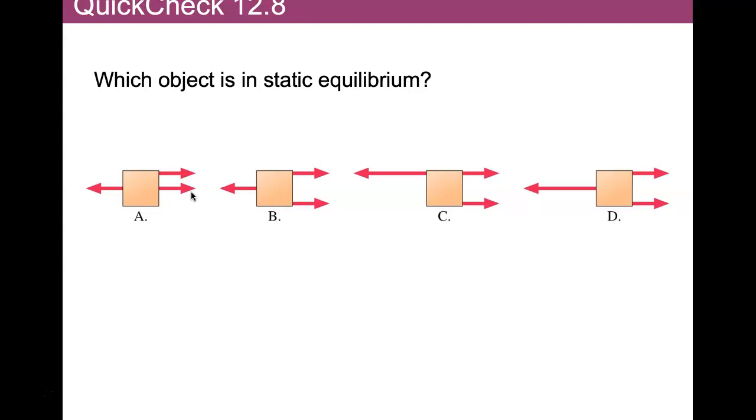Now C is an interesting case. We have two forces of equal magnitude going from left to right, but there is one force that looks twice as big, and it goes from right to left. So the net force seems to be 0. Okay, that's good. Now, what about the net torque? Can it be 0? Let me go back to the notes and take a closer look at this.